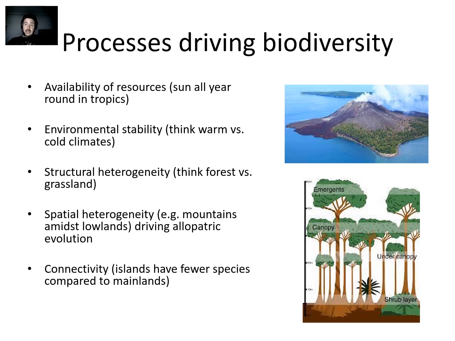There's structural heterogeneity. So, if you compare a rainforest to a grassland, you'll see there's lots of vertical strata. So there's lots of places for different species to live vertically as well as on the horizontal plane. And there's also spatial heterogeneity, such as mountains and oceans and islands, and also connectivity, because islands have fewer species compared to mainlands, and all that's linked to isolation and opportunities for evolution, for lineages to accumulate, for evolution and reproductive isolation, which leads to new species.